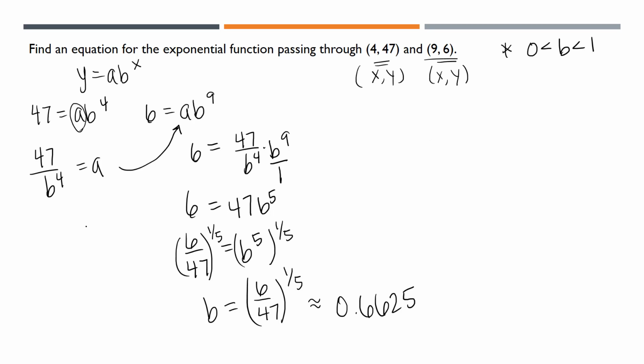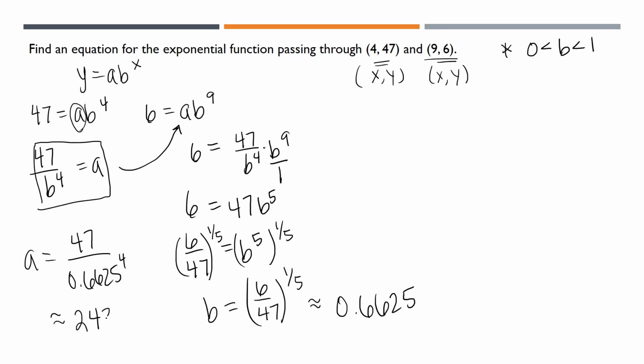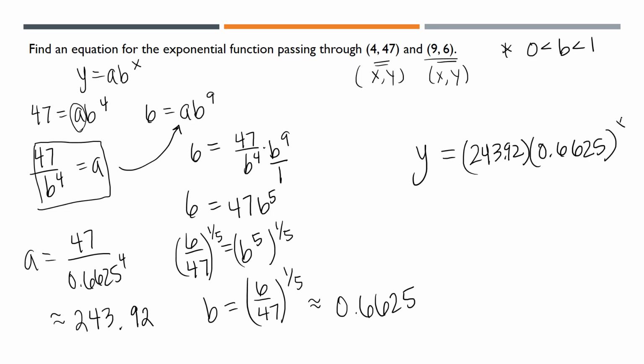If this is my value of b, I can plug it back in over here to find my value of a. My value of a should be 47 over that value to the 4th power, which is about, I'm going to calculate leaving my exact value in my calculator to be a little more accurate, 243.92. Here's my equation, 243.92 times about 0.6625 to the power x.